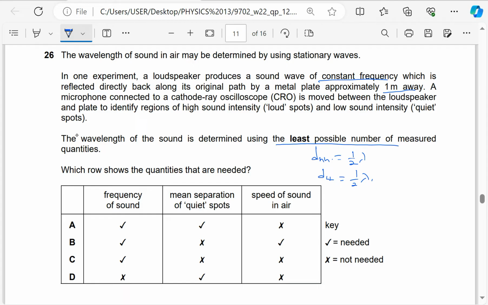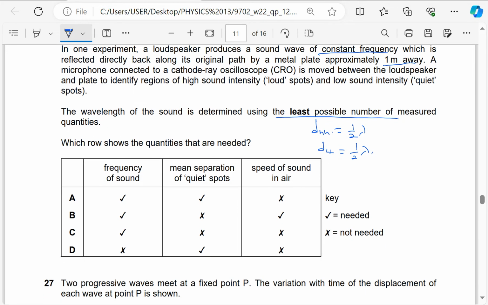We say the least possible number of measurements. So just measure the distance between two successive high spots or two successive quiet spots. So the answer here is going to be D. We don't need even the frequency. We just need the mean separation of quiet spots. We don't even need the speed in air. So that is not needed. So the answer is going to be D.